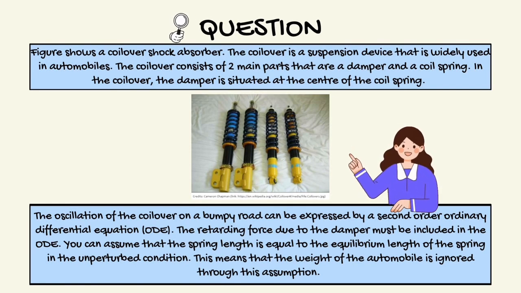The oscillation of the coilover on a bumpy road can be expressed by a second-order ordinary differential equation, or ODE. The retarding force due to the damper must be included in the ODE. You can assume that the spring length is equal to the equilibrium length of the spring in the aperture condition. This means that the weight of the automobile is ignored through this assumption.